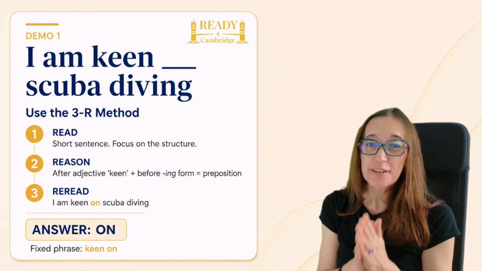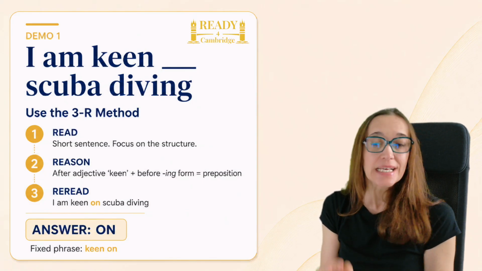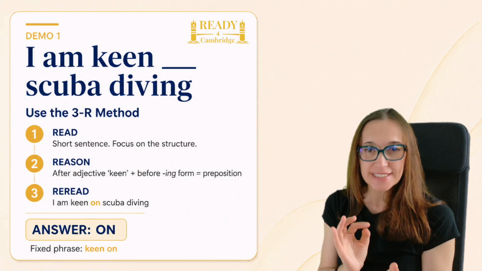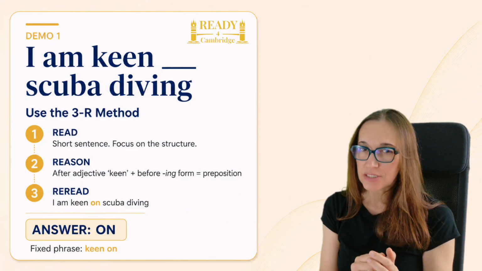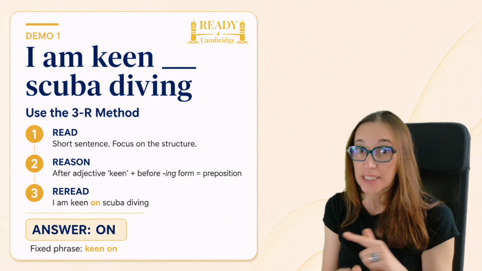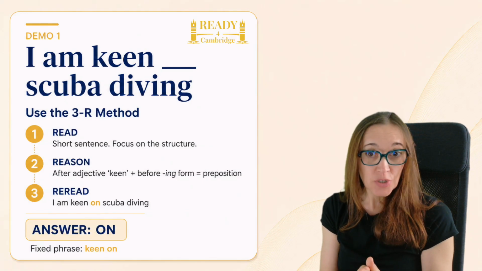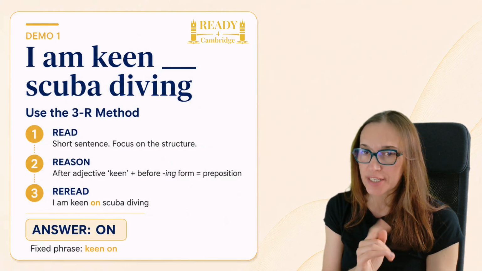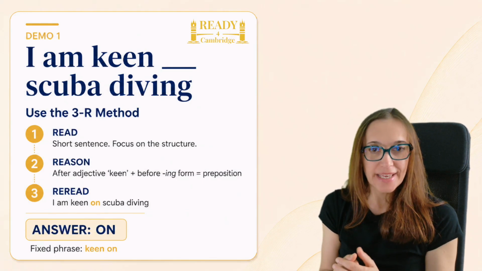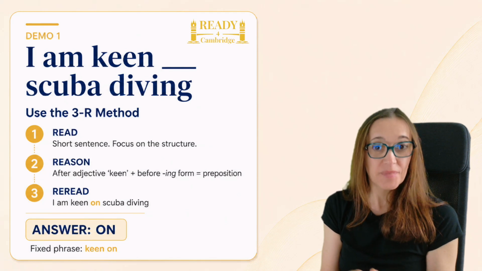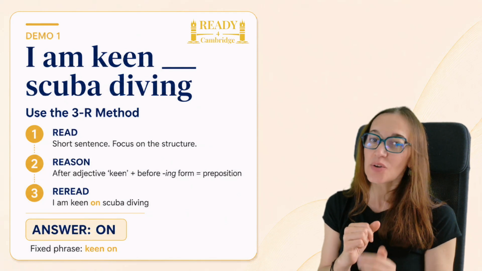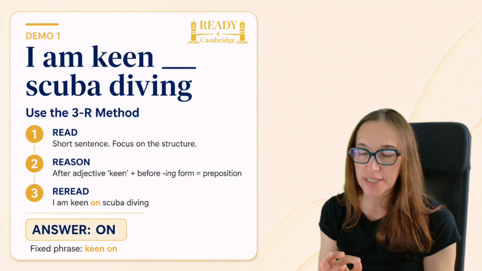This is where knowing fixed phrases helps. Keen is always followed by the same preposition. It's not keen in, it's not keen about. In this structure, it is keen on. Keen on is a fixed phrase. I know this phrase, so the answer is on.